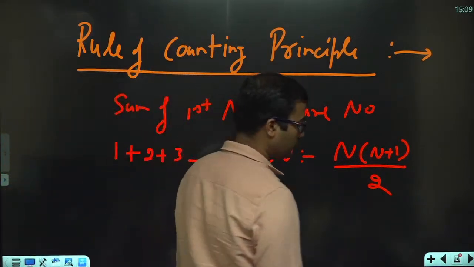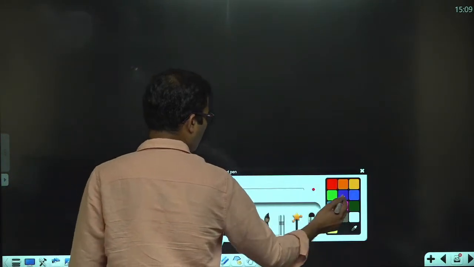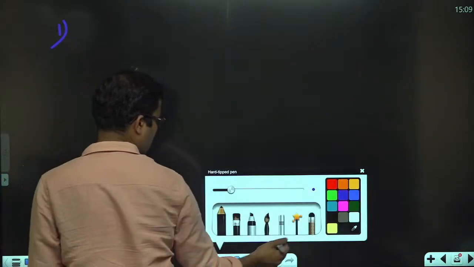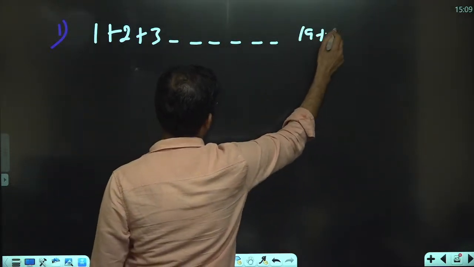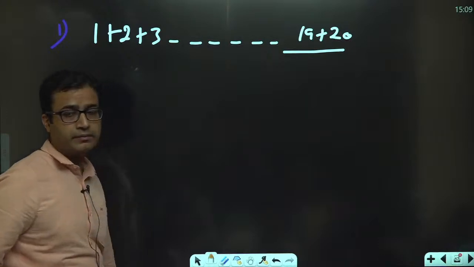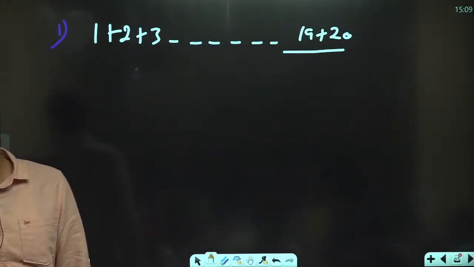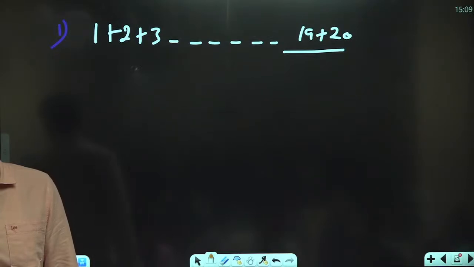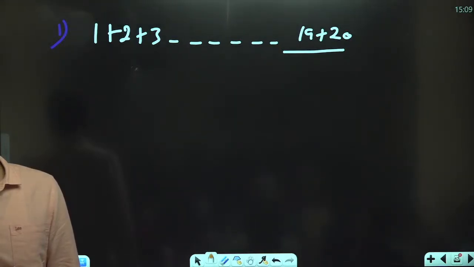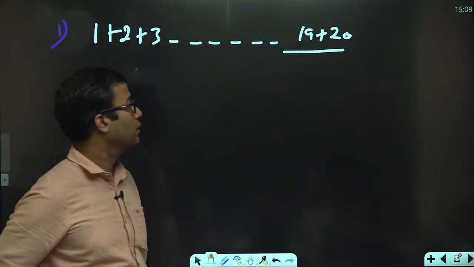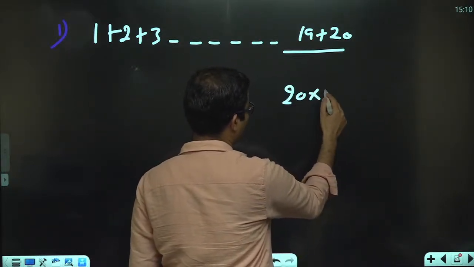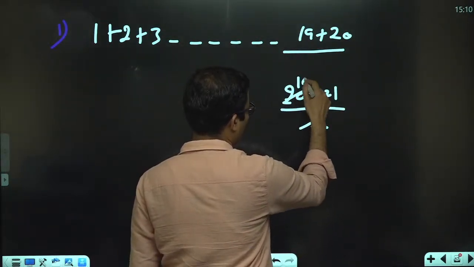Let me check your calculation. My first question: 1 plus 2 plus 3 up to 20. Tell me what is the sum of first 20 natural numbers. So this is 20 into 21 divided by 2, 210.